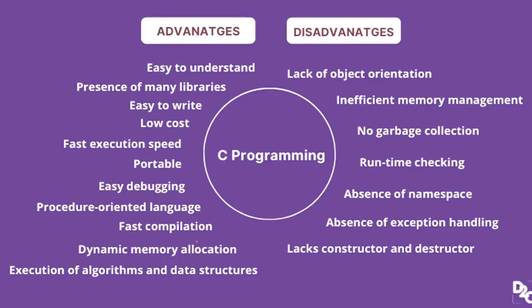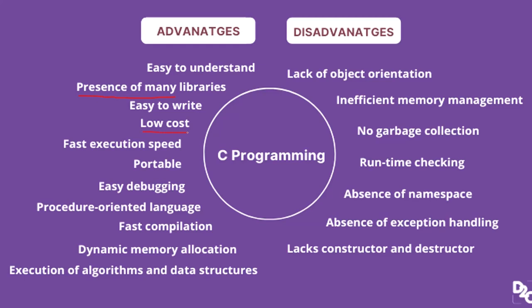Next, the last topic is advantages and disadvantages of C language. With this picture, you can clearly understand. Anyway, I will explain. First one, advantages of C language. Firstly, easy to understand. As we discussed earlier, C is a simple language, so it is easy to understand. The program in C is simple. Next, presence of many libraries. It has 32 inbuilt libraries, so it has more libraries when compared to the previous programming languages.